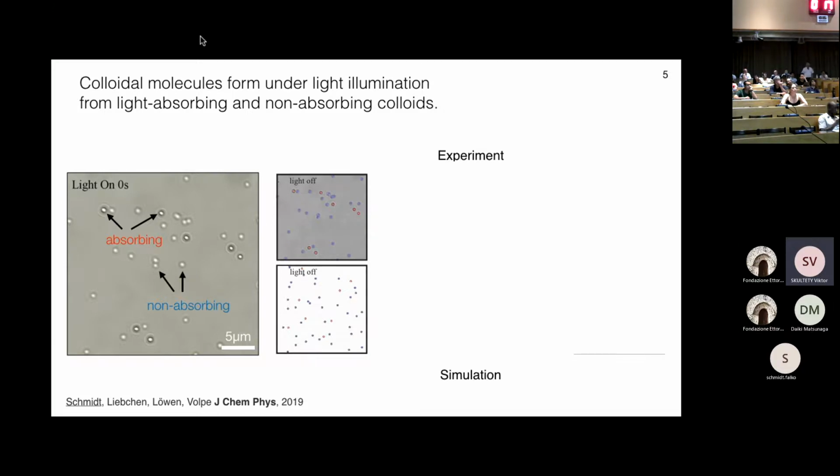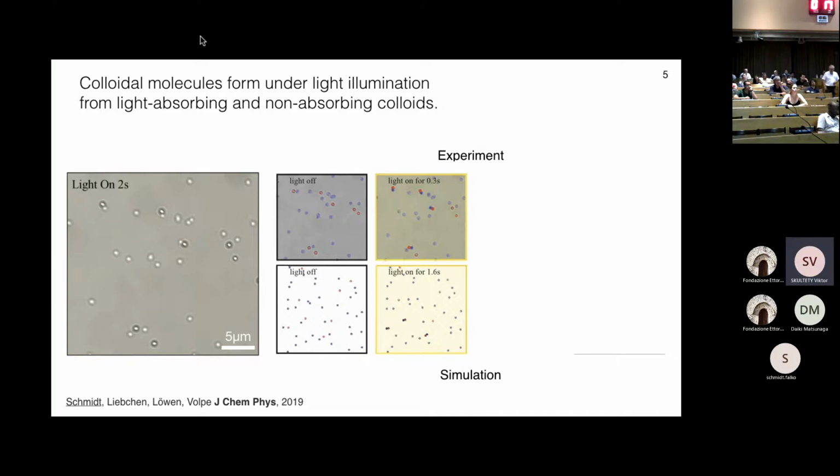And we have two species. In our case, they are light absorbing. They're a bit darker. And we have non-absorbing ones, which are a bit lighter. When I play the video, you will see that as soon as we turn on the light, these particles will come together, and in its simplest form, they will form a Janus dimer, kind of like a Janus particle, just made out of two particles. And over time, these molecules start to grow.